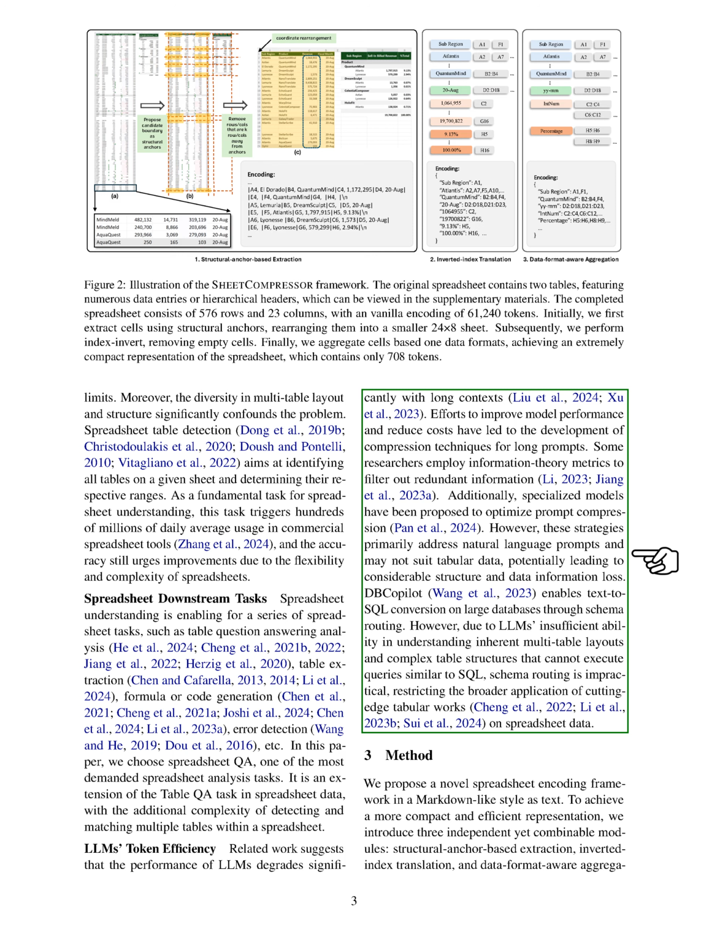This framework comprises 3 modules: structural anchor-based extraction, inverted index translation, and data format-aware aggregation. These modules work independently but can be combined to achieve efficient data compression and enhance performance in downstream tasks.